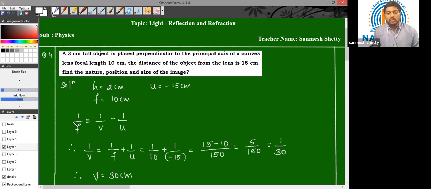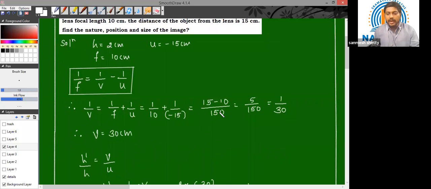For that, we will use our lens formula. This is our lens formula: 1 by f is equal to 1 by v minus 1 by u. All right, so let us take minus 1 by u on the other side, because we need to solve for v. So 1 by v is equal to 1 by f plus 1 by u. And let us substitute the values. f is equal to 10, u is equal to minus 15.